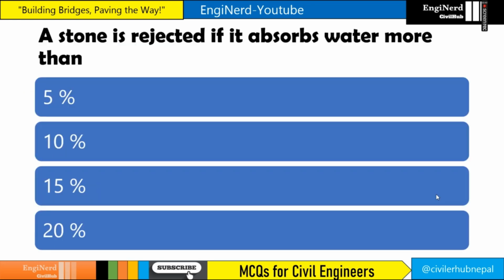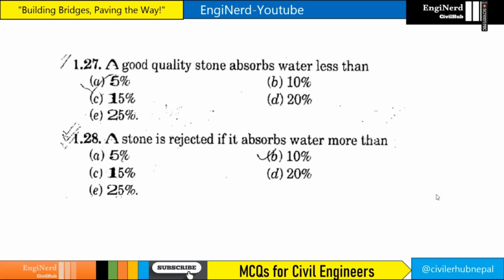Stone is rejected if it absorbs water more than 10%, right? If you see here, a good quality stone absorbs water less than 5% and is rejected if it absorbs more than 10%. It should absorb less than 5% and be rejected if more than 10% is absorbed.